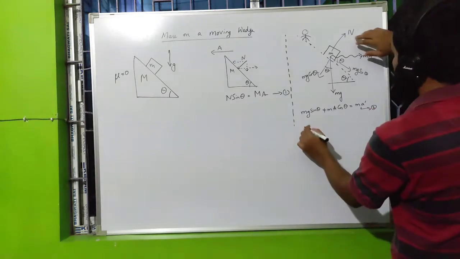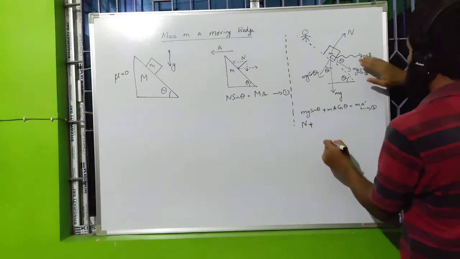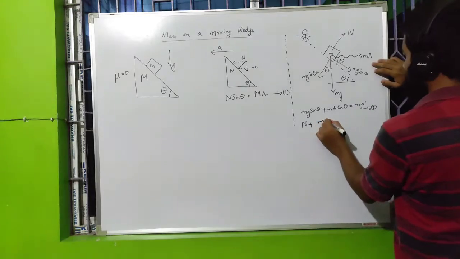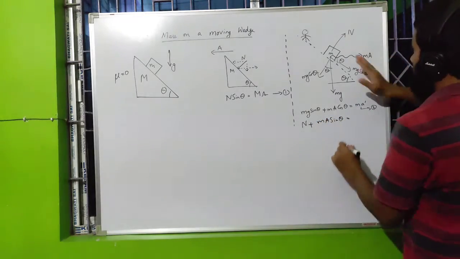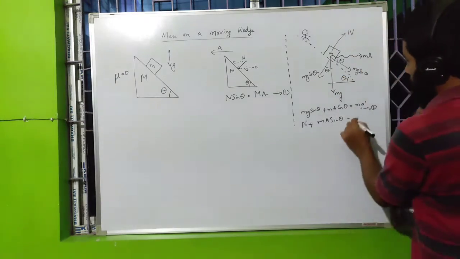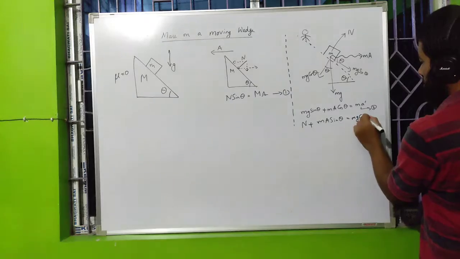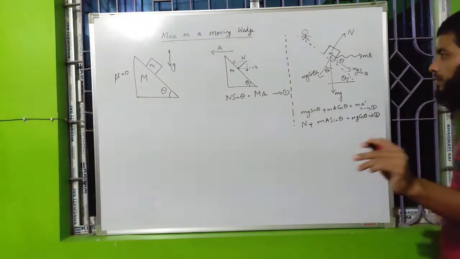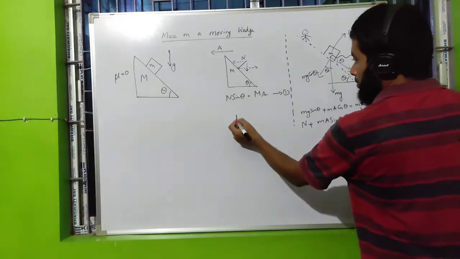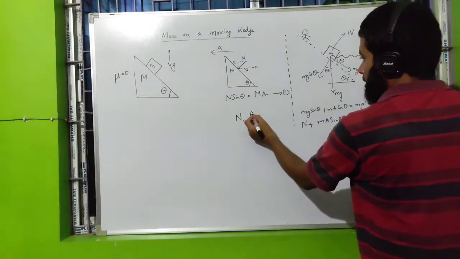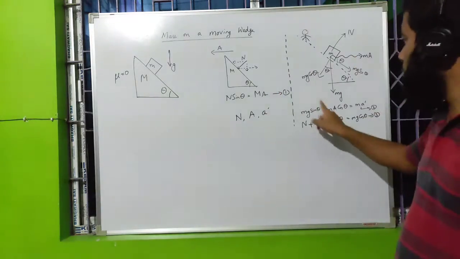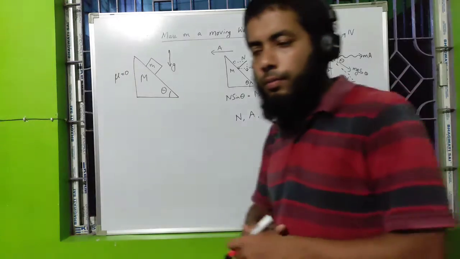The next equation is going to be like this: N plus the perpendicular component of MA, which is MA sin theta along N, is balanced by MG cos theta. Give it equation number 3. So you can see from equations 1, 2, and 3 we have 3 unknowns. The first unknown is N, the second is A, and the third is A prime. We have 3 unknowns and 3 equations, so I believe we can solve them.